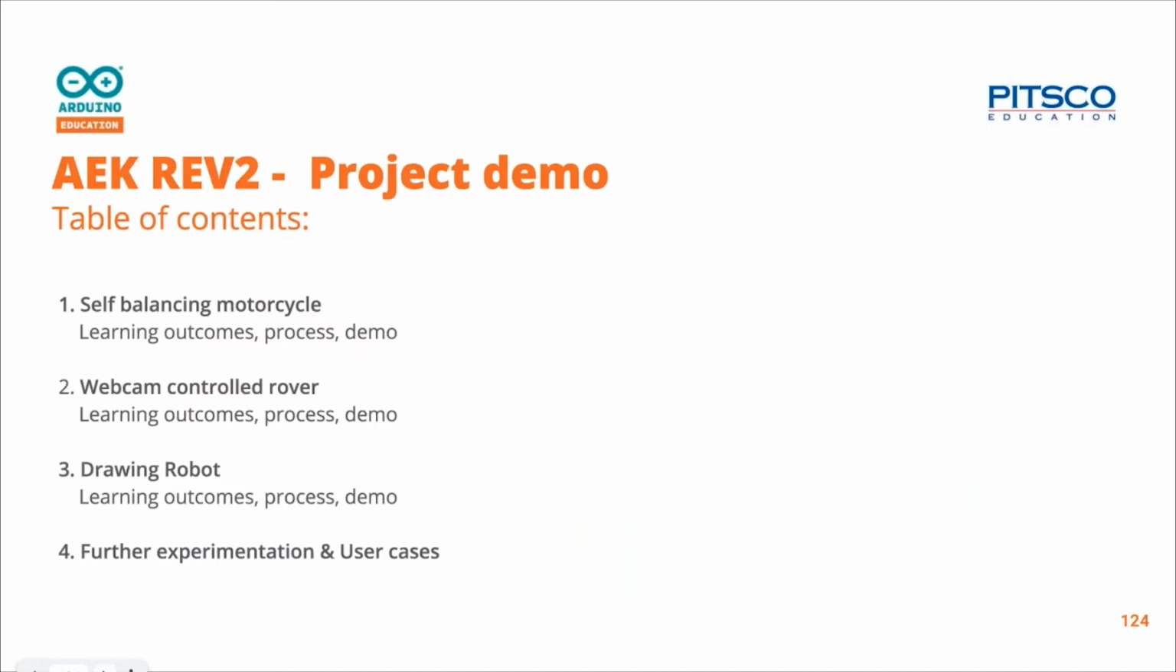So if you remember, on the engineering kit, we have 3 different projects: the self-balancing motorcycle, the webcam control rover, and the drawing robot. So we're going to take a look at each of the products. We're going to discuss the learning outcomes, like the building process and a demo. And then at the end, we're going to discuss with you further experimentation and some user cases. So what can you do once you're done with the kit, so that you can learn with it.